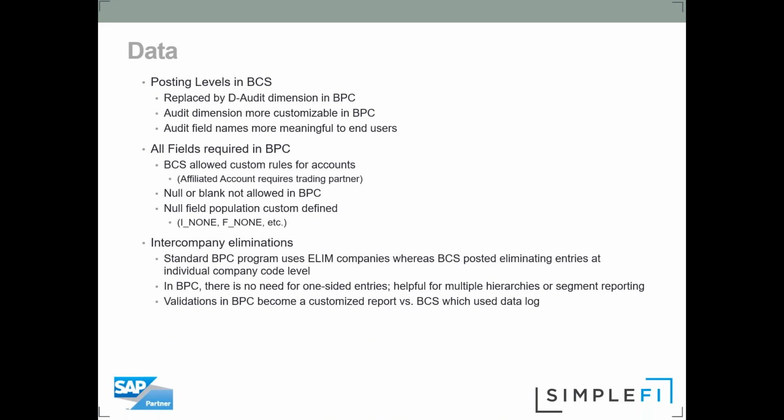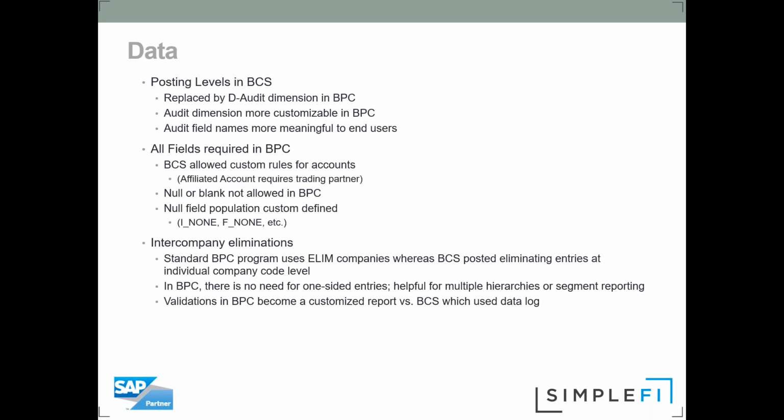So we talked about user experience, we talked about configuration, and then just kind of high level around data. There are a couple of things that are pretty noticeable that are different from a data perspective, and one is the posting levels in BCS. In BPC, we have what we call an audit trail dimension, and that essentially is the same thing as the different posting levels. It gives us the visibility to see source data, to see adjustments, to see eliminations, and it parses out all the different levels of data so that we can see each individual piece as well as all together.